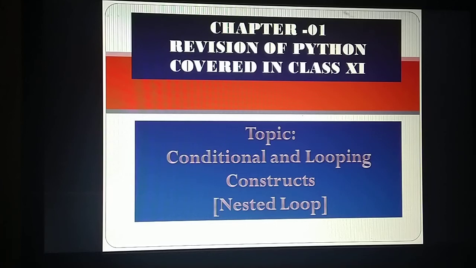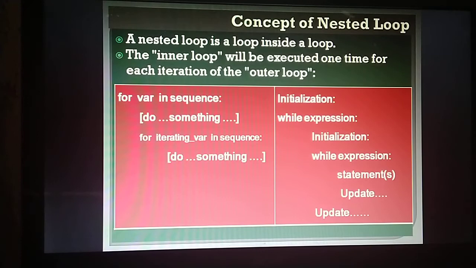Today we are going to discuss the conditional and looping concept, and the last subtopic of this chapter is the nested loop. Let's see what a nested loop is. A nested loop is a loop which contains one more loop inside its body, and the inner loop will execute once according to each iteration of the outer loop.